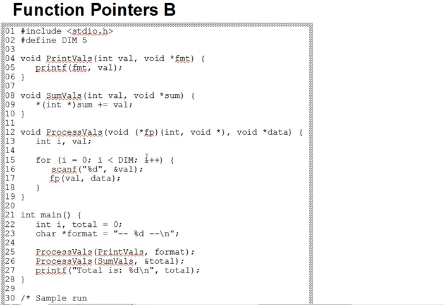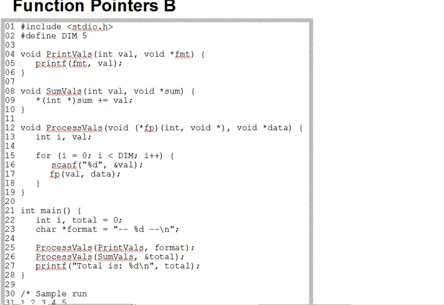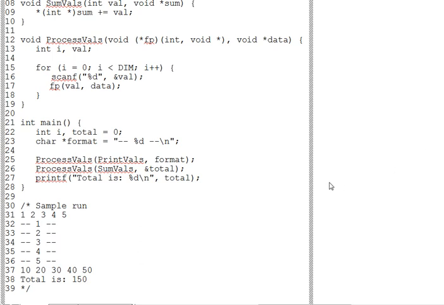The supplier of the callback function, which is main in our case, provides, along with the callback function pointer, a void pointer to this anonymous configuration data, which the user of the callback function, processVals in our case, is expected to pass to the callback function along with the new data, the scanned int in our case.